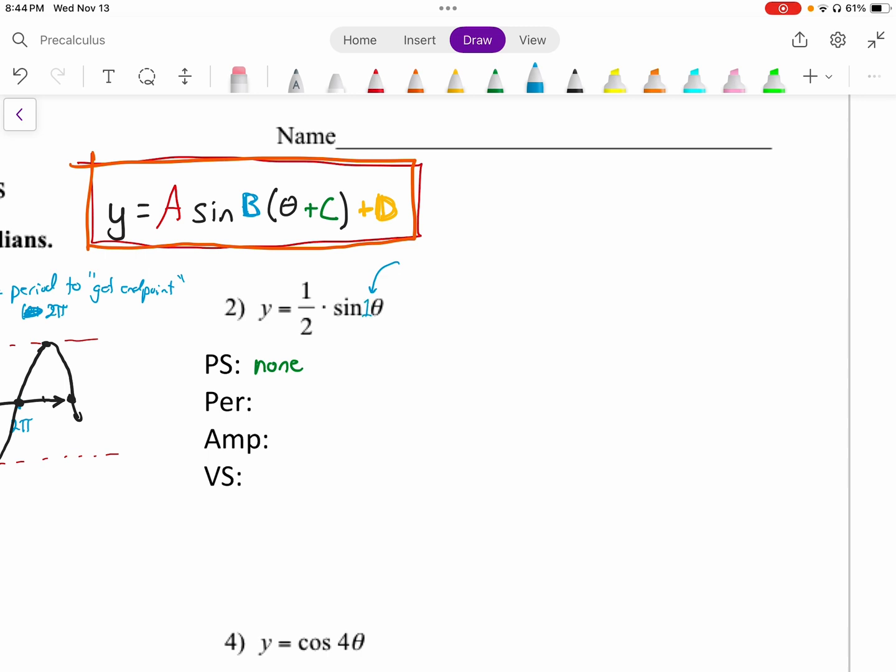And so it's just its normal. It's 2 pi, because the period of sine is usually 2 pi. Just so we start thinking of it, it's 2 pi over 1, over that number that's right there, which is just 2 pi. Amplitude. Amplitude comes from what's multiplied out here, so the amplitude is 1/2. And the vertical shift would be if there is something added outside of here, and there's not, so there's no vertical shift.